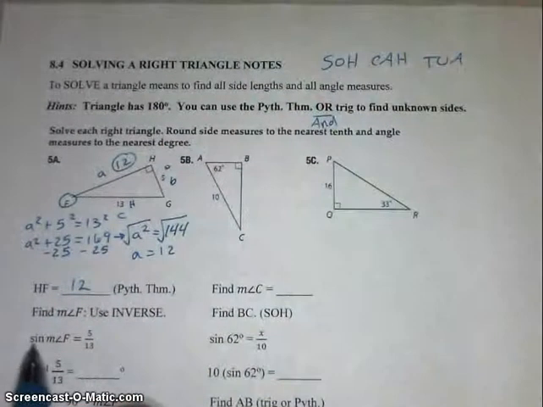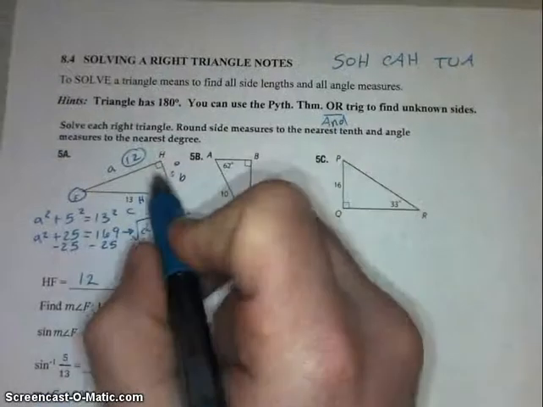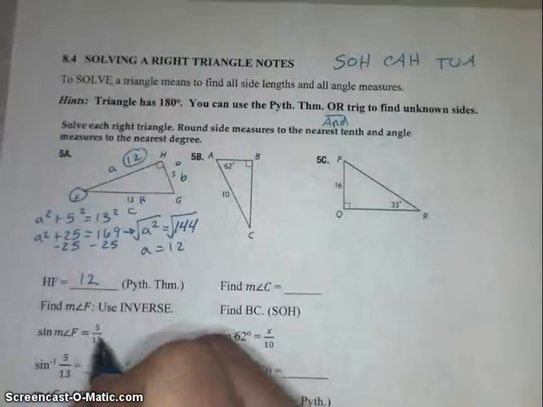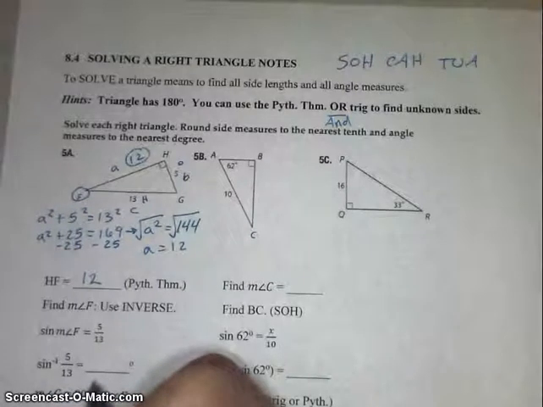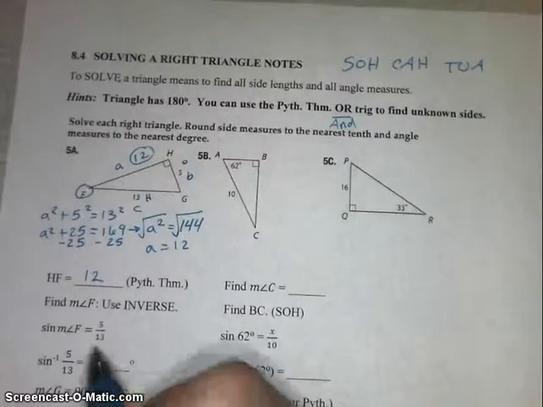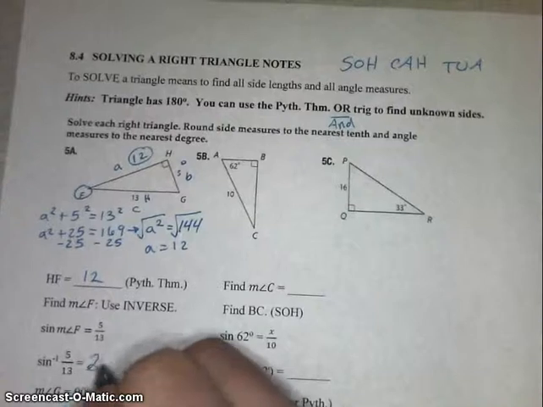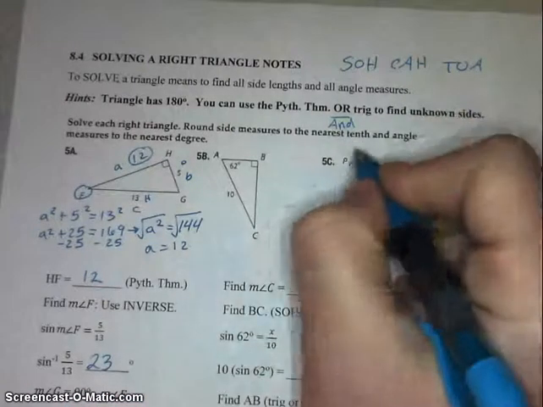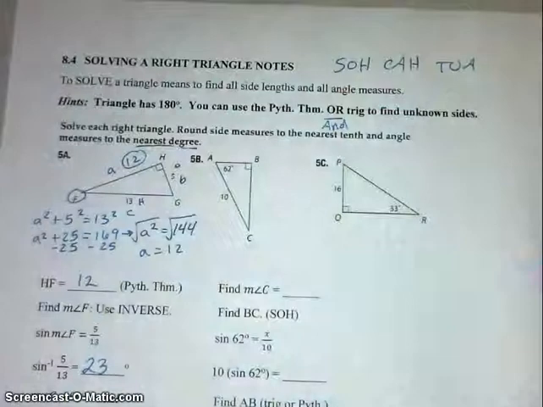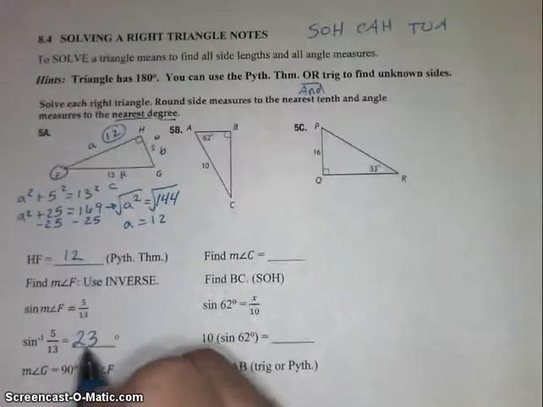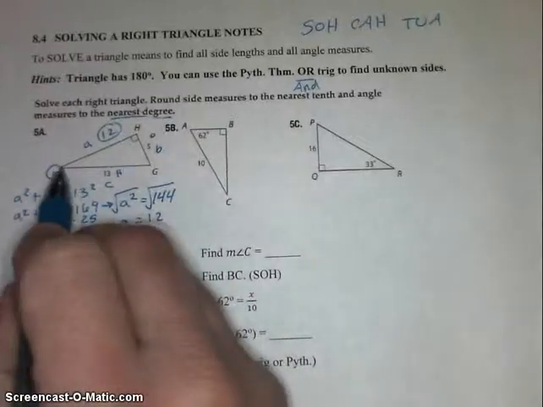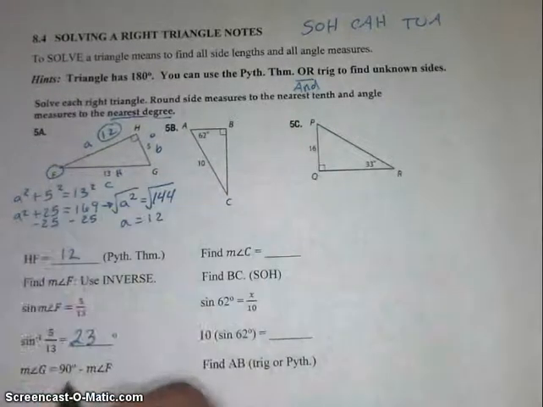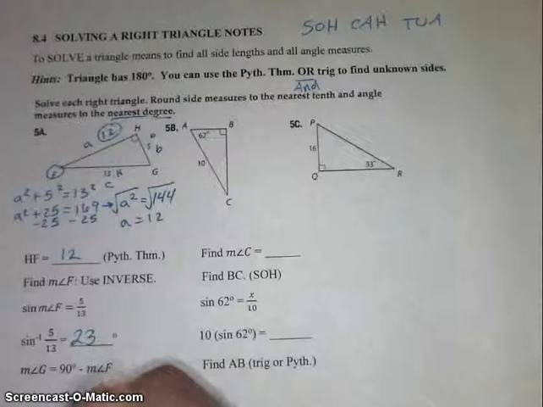So I can go ahead and set this up: the sine of angle F is equal to that ratio, 5 over 13. That means the inverse sine of 5 over 13 equals the measure of angle F. When we put that in our calculator, we get that the inverse sine of 5 over 13 is approximately 23 degrees, because we are told to round to the nearest degree. Since we know the measure of angle F is 23 degrees, I can just subtract that from 90 to find the other acute angle measure. 90 minus 23 for the measure of angle G is 67 degrees.